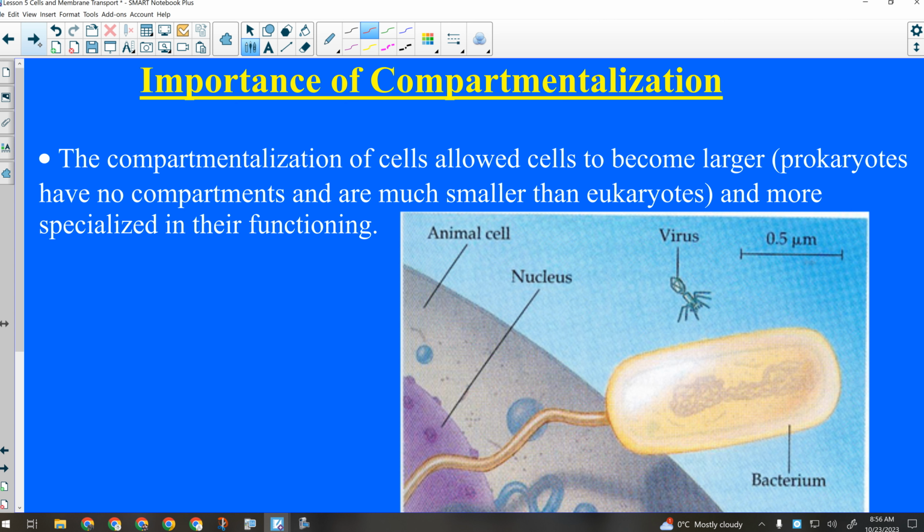So a prokaryotic cell would be like this bacterium here. Right? You can see in there this snarled looking stuff, that's the DNA. It's just out there. There's no membrane around it to protect it. It's just out in the cytoplasm with everything else. Nothing there to keep it safe. Which is why bacteria can mutate so quickly.